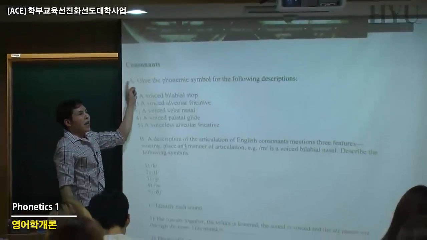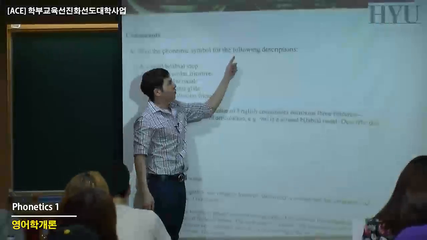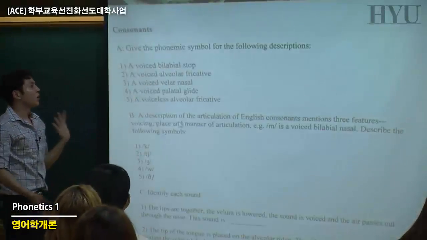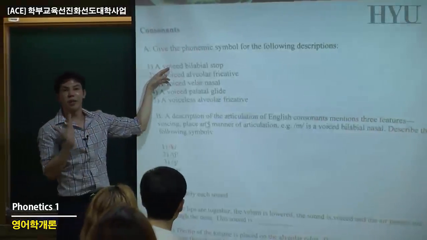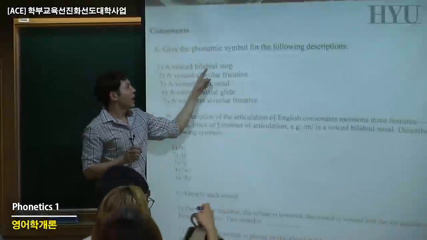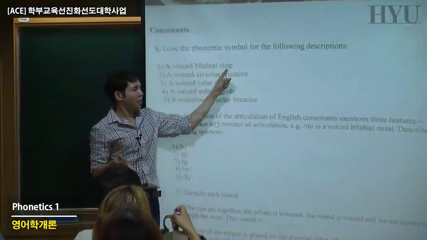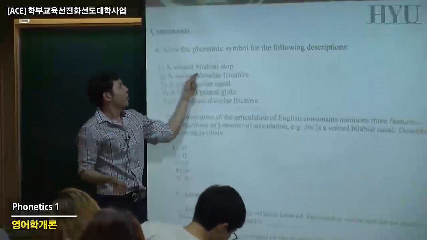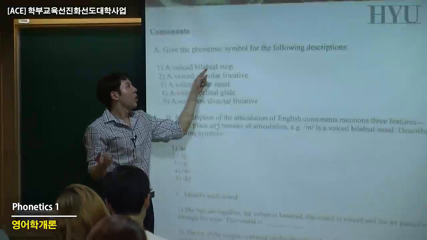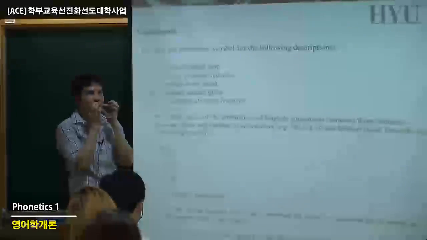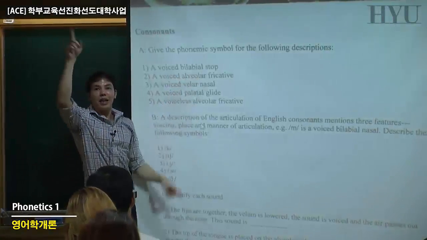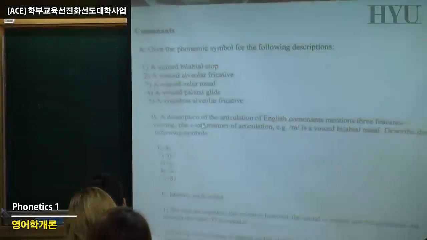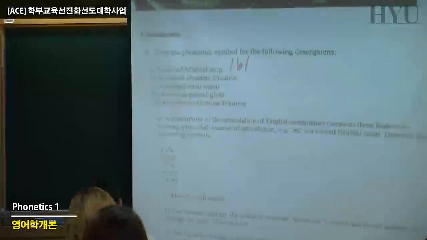So, for example, give the phonemic symbol for the following descriptions, right? Voiced bilabial stop. Now, when you think about voice, the vocal cord vibrates, right? And then bilabial, two lips, stop when the air is blocked completely, right? So, where is that? With the two lips, right? So it has to be a B, right? So you put in a B like that, easily, right?